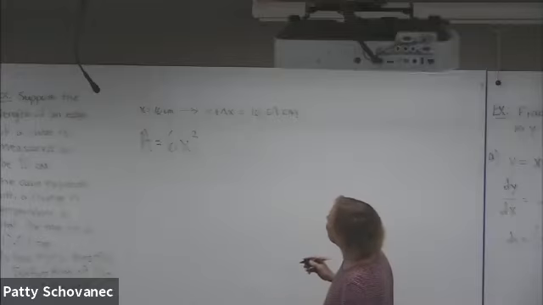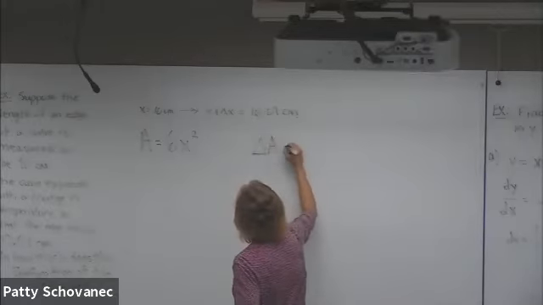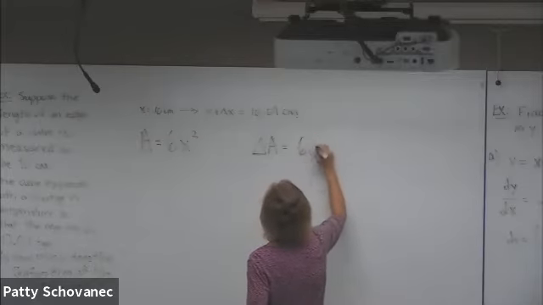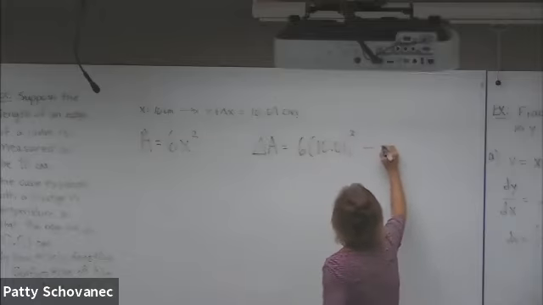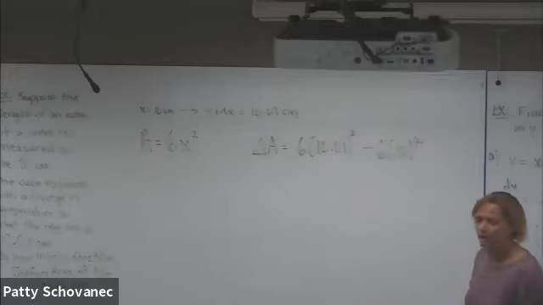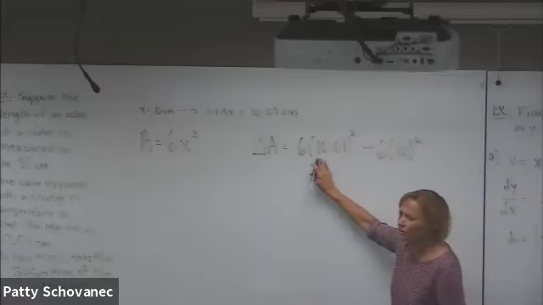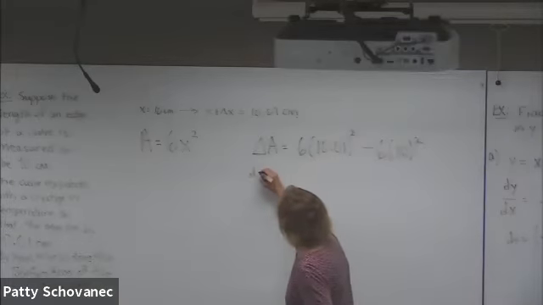So what you're asked to find is this number, delta A, which is the area at 10.01 squared minus this. Right? That's the exact change in area. But I don't want to do this calculation. So I'm going to approximate it. Okay? So I'm going to approximate this with dA.